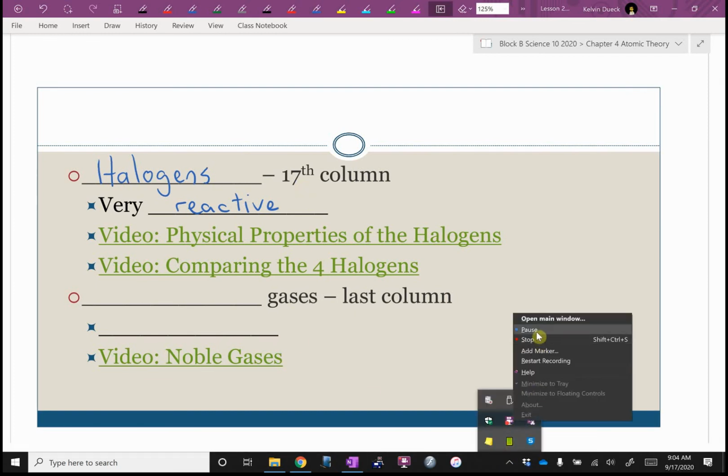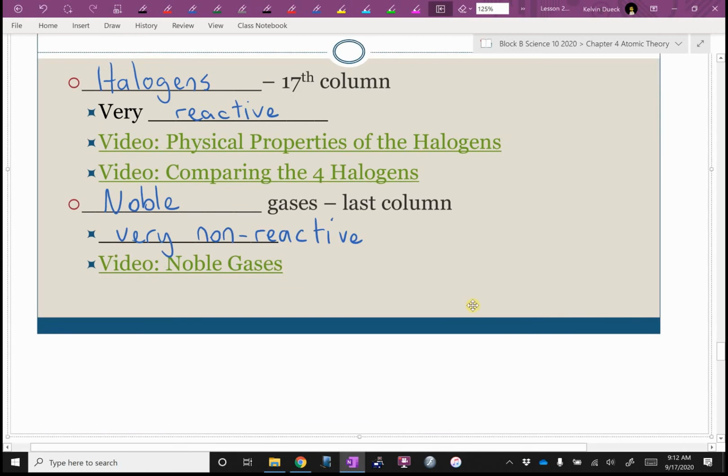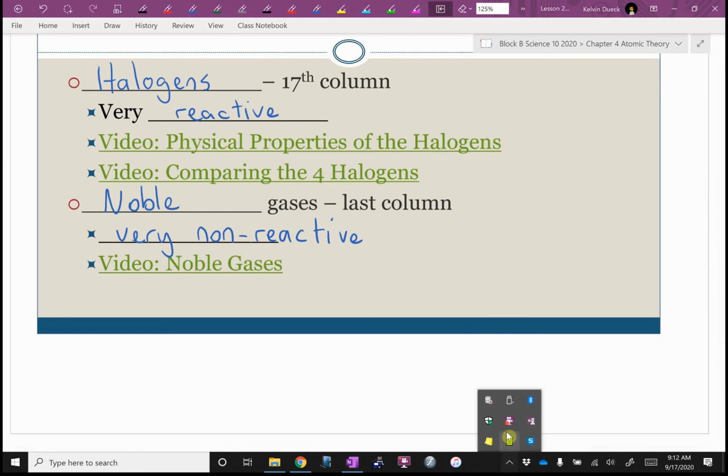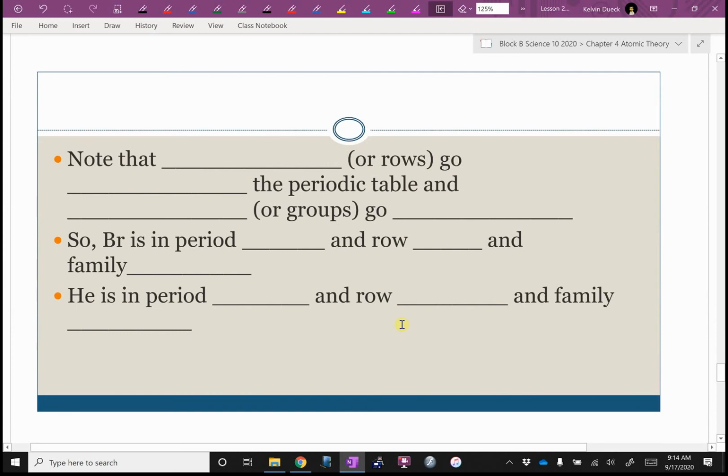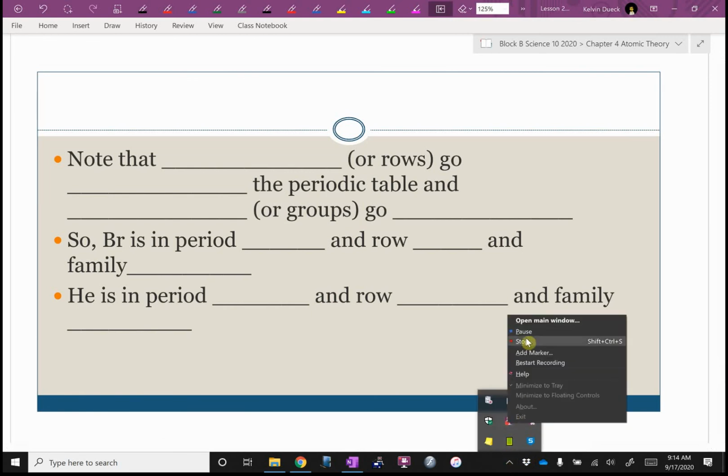Oh god, there's more. Noble gases. I forgot to hit record again. Very non-reactive, but not completely non-reactive. Short video. Put your pencils down. Pick your pencils up. There you go. Thank you.